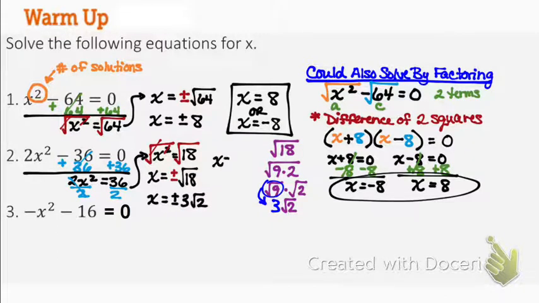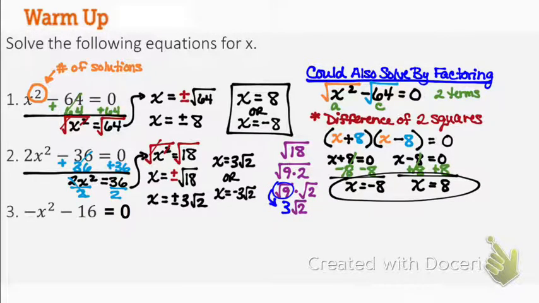So that means that x is 3 square root of 2, or x is negative 3 square root of 2. And those would be my solutions here. Very last one. Tell me where to start. Add 16 on both sides.